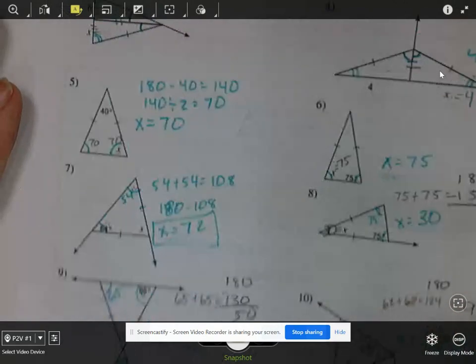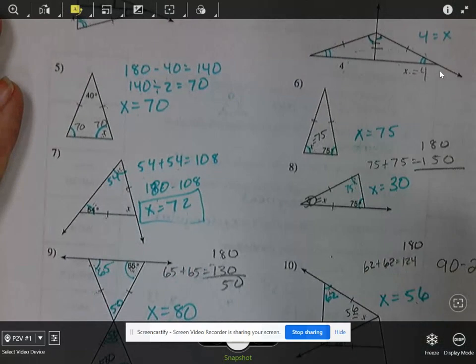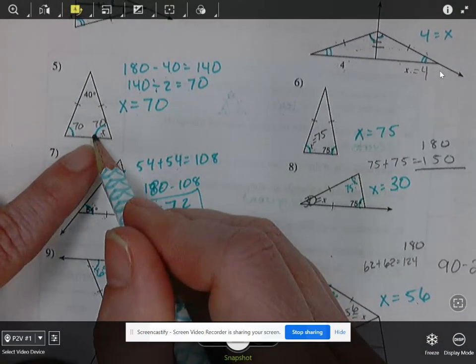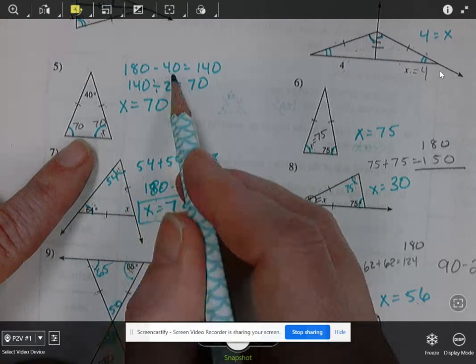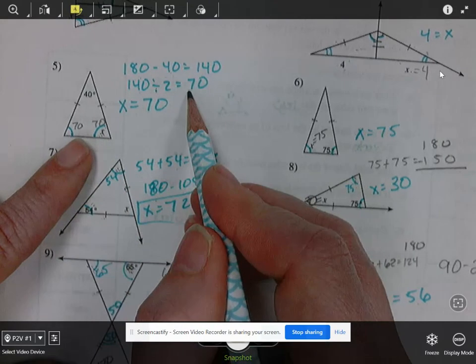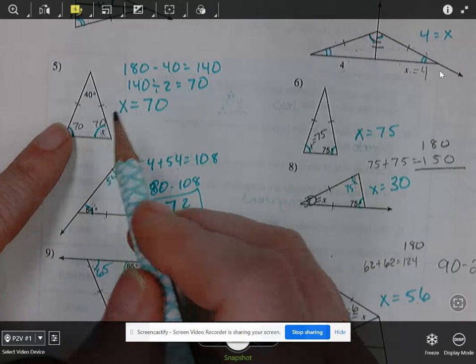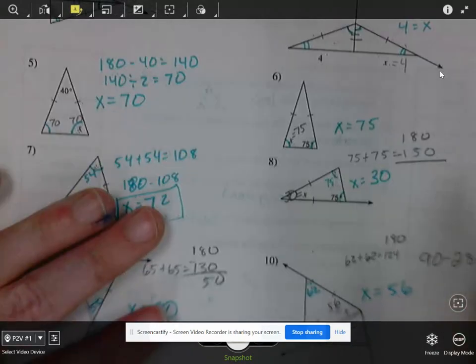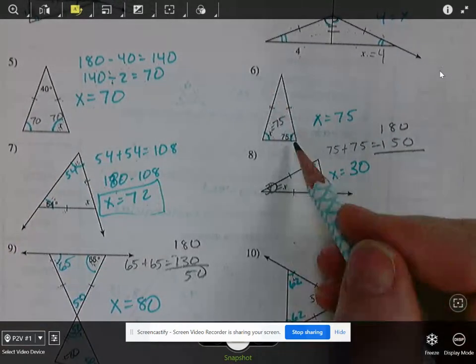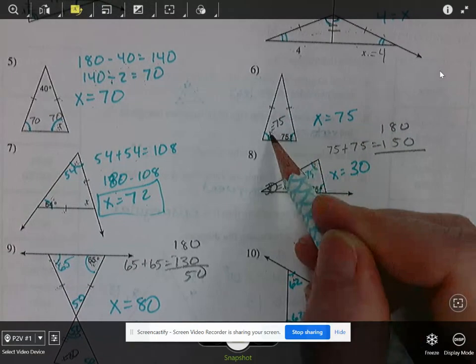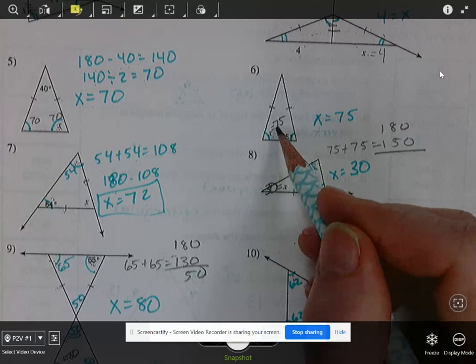Number 5, they gave you the vertex angle, and they wanted you to find X, which was a base angle. So I did 180 minus 40 is 140, divide that by 2 and got 70. So the two base angles are 70, so X would have to be 70. Number 6, they gave you one of the base angles, and X represents the other base angle, and base angles are congruent, so X would have to be 75.